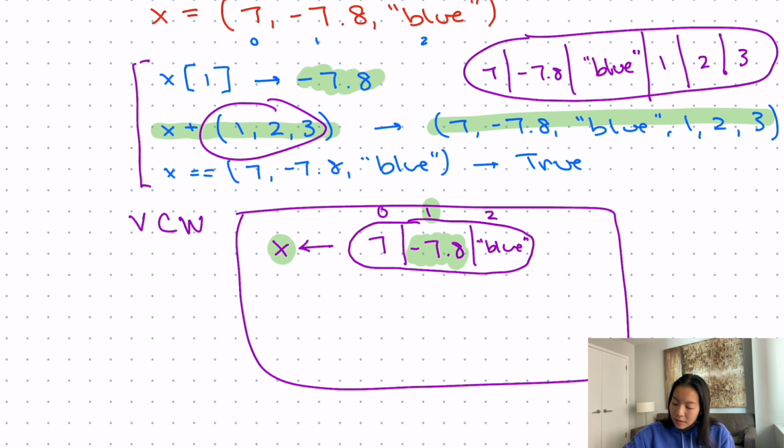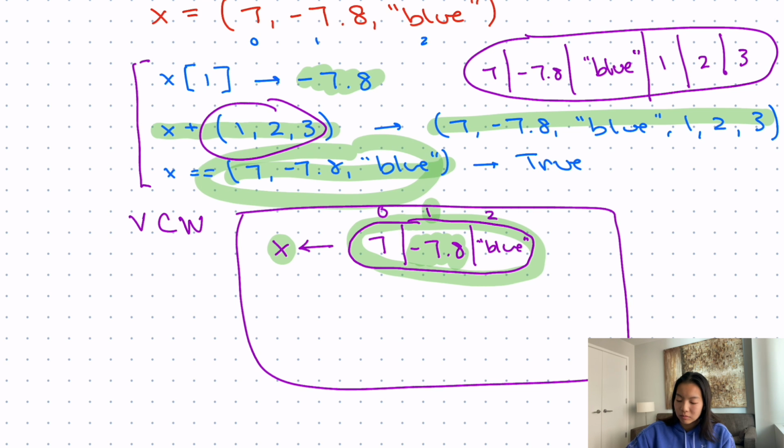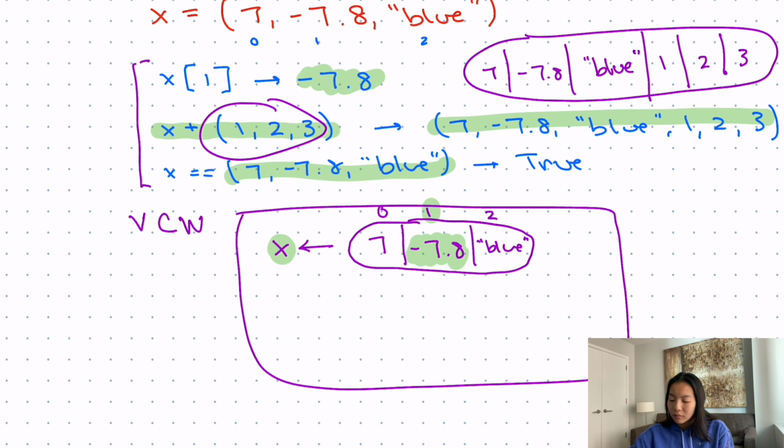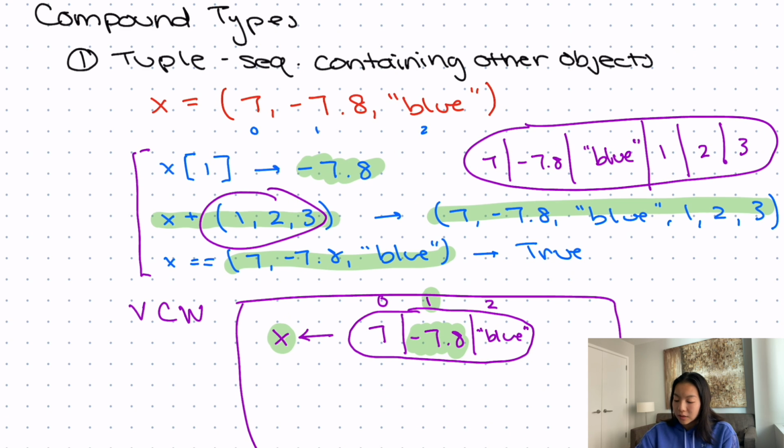All right. And then also when you're checking for booleans, this is just going to x and saying, okay, does this match this? All right. So that is a tuple.